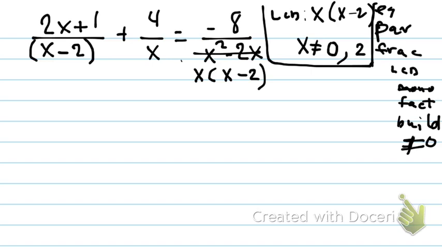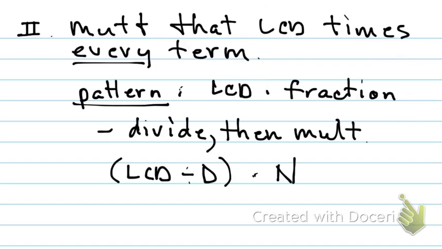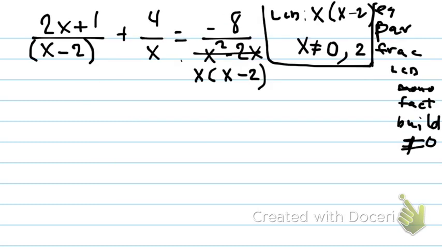We know what x can't be. Now the next step says I need to go back and multiply that LCD times what? Every term. Okay? Using the pattern. What's the pattern called? Okay, good. So here we go.